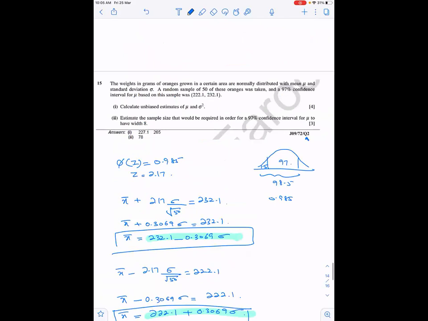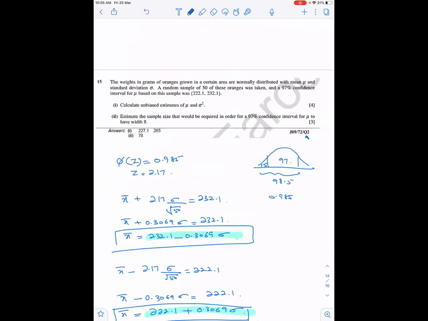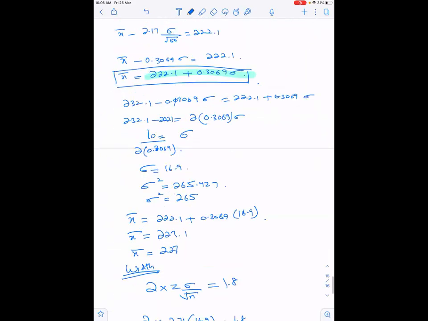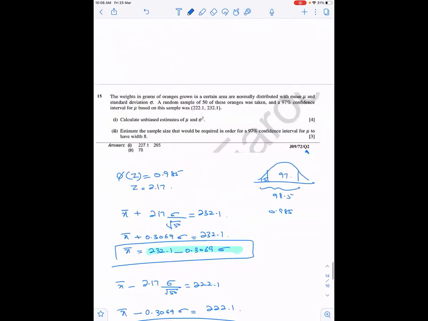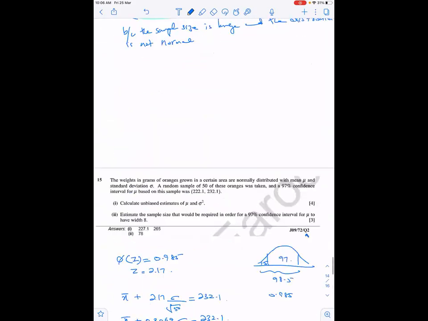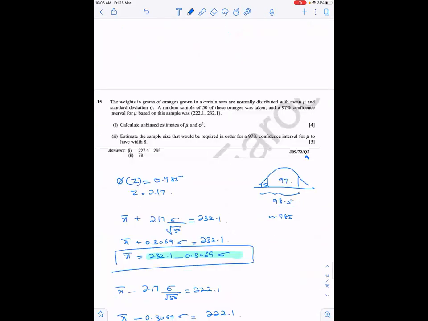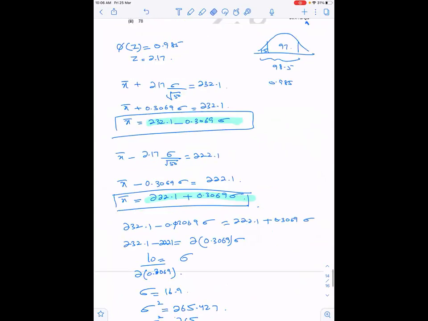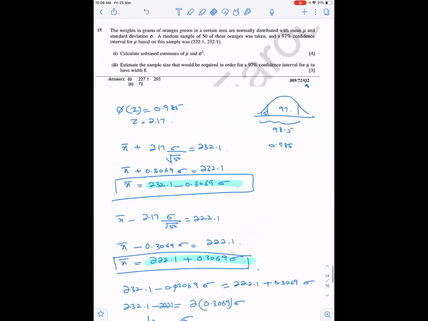Our answer is not correct. It's different. Just a minute. Let's check our answers for the mean, which is 227. Very good, it's correct. And the other one was 265. That is also correct. The second part is also correct. Estimate the sample size that would be required in order for a 97% confidence interval for mu to have width 8. Oh, I wrote 1.8 instead of 8. I'm so sorry. You understand? It was 8, not 1.8.